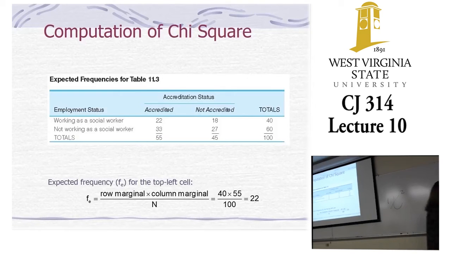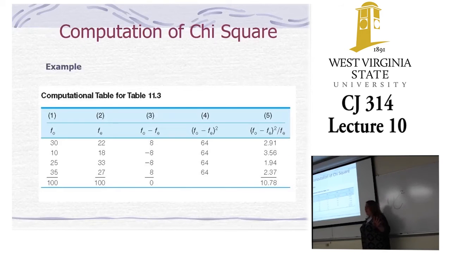Okay, let's put it together in the formula. For all four cells, we had cell A, cell B, cell C, cell D. For all four, we have our observed minus our expected. So cell A, 30 was our observed, minus 22 is our expected. Cell B, 10 observed, minus 18 expected. Cell C, 25 observed, minus 33 expected. Cell D, 35 observed, minus 27 expected.